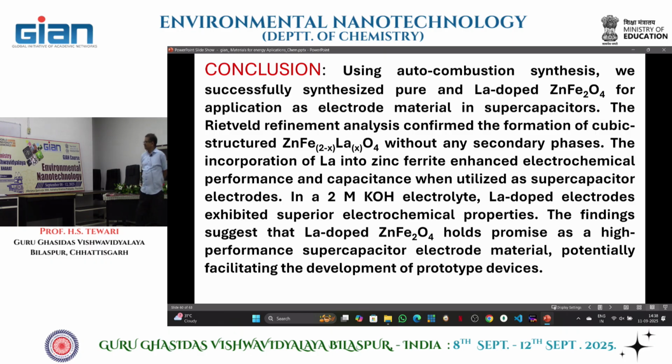The incorporation of lanthanum into zinc ferrite enhances the electrochemical performance and capacitance when utilized as a supercapacitor electrode. We have used electrolyte, that is KOH. So lanthanum doped electrodes exhibit superior electrochemical properties, and this finding suggests that lanthanum doped zinc ferrite holds promise as a high performance supercapacitor electrode material. Now we are working on a series of this type of materials, where we have doped with different types of rare earth materials, and now we are comparing the values of this performance, how this is better than others.